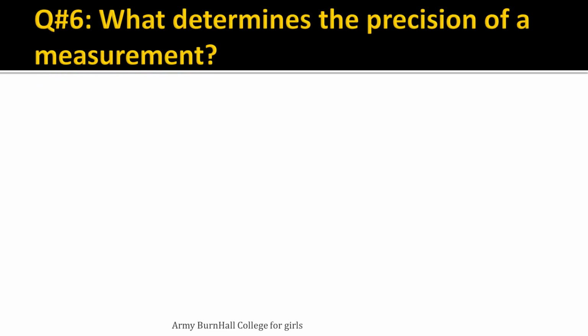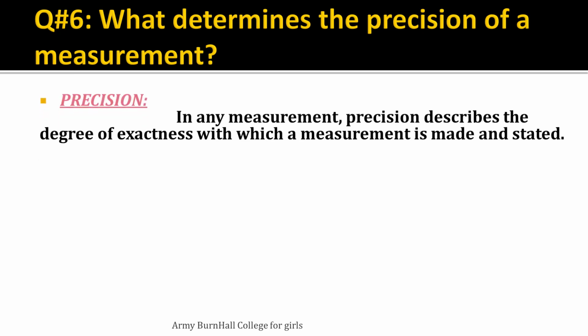Question number 6, what determines the precision of a measurement? Again, you can write down points on your own because we have done the topic of precision in detail. First, you will write down the definition that in many measurements, precision describes the degree of exactness with which a measurement is made and stated. Made related to instrument, stated related to measurement.